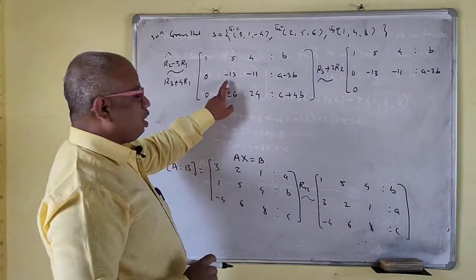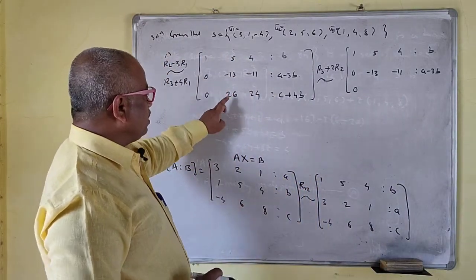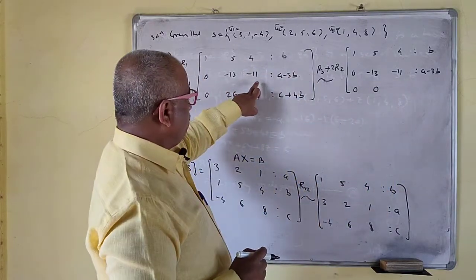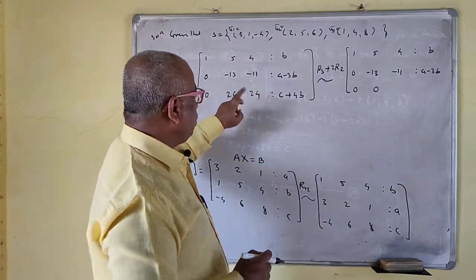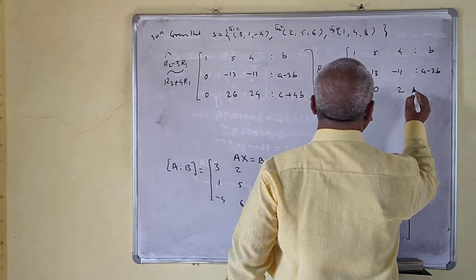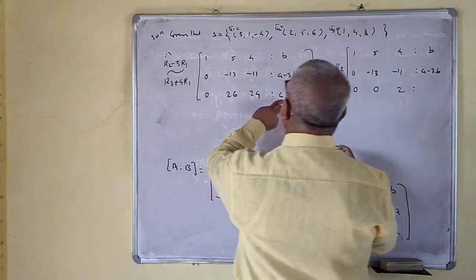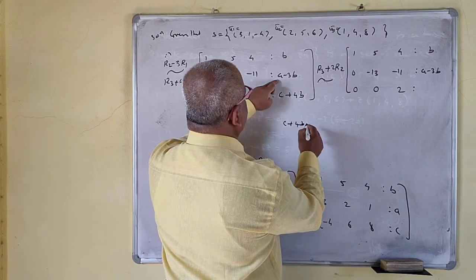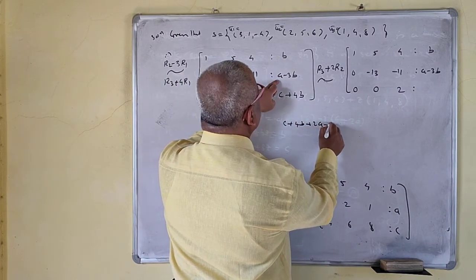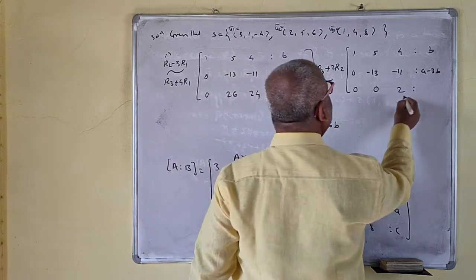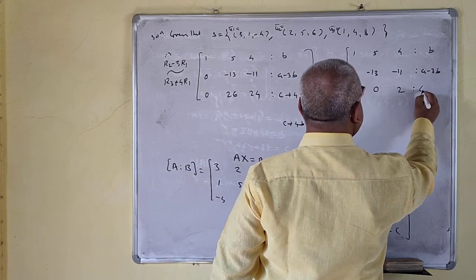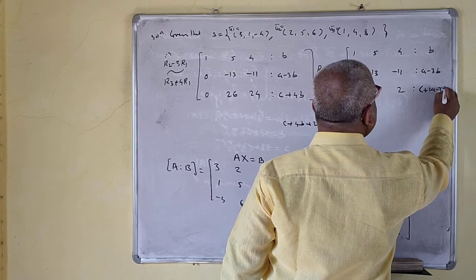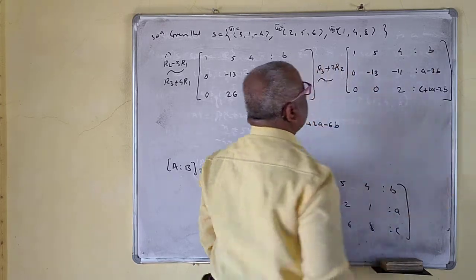So what you have to do? You have to multiply by minus 2. So minus 26 plus 26 is 0. Then minus 22 plus 24, so this is 2 now. Now we do this addition: c plus 4b, multiplied by 2 plus twice a minus 6b. So this will be c minus c plus twice a minus twice b. Minus twice b.